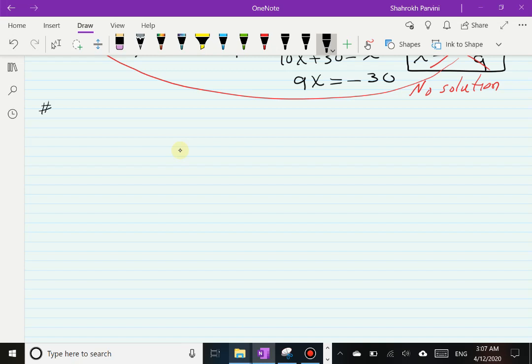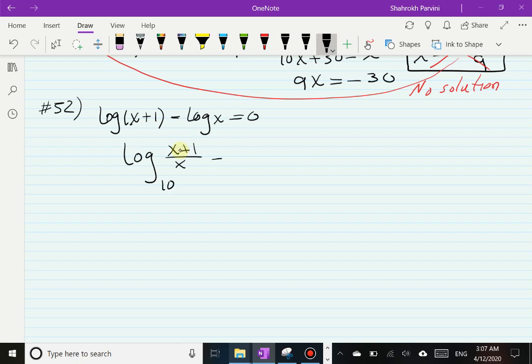Okay, in exercise number 52, this one goes log of x plus 1 and negative log x equals 0. So again, I'm going to write it as the log of a ratio, not ratio of logs, there's a difference: log base 10 of x plus 1 over x equals 0. Now, rewrite in exponential form, and this becomes x plus 1 over x equals 10 to the 0, which is 1, right? Any non-zero number to the 0 power is 1.